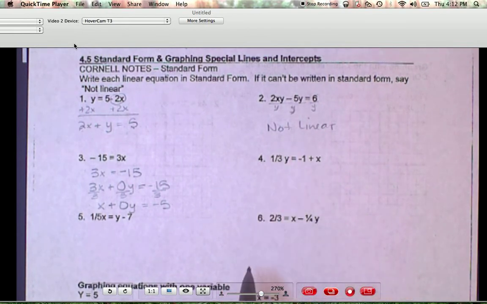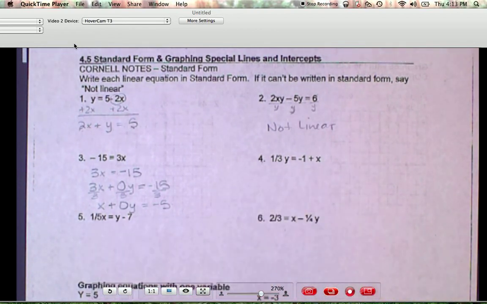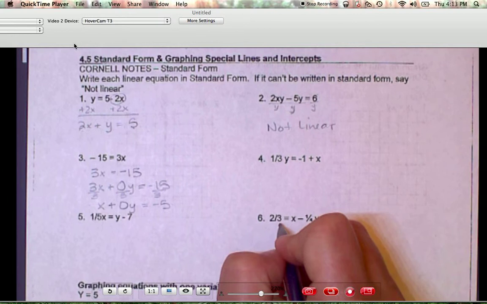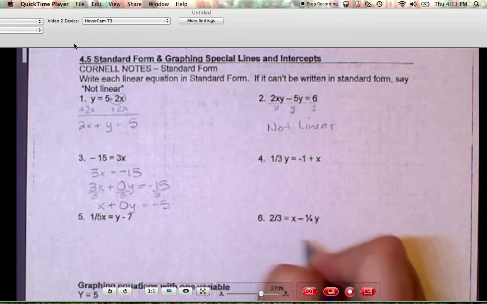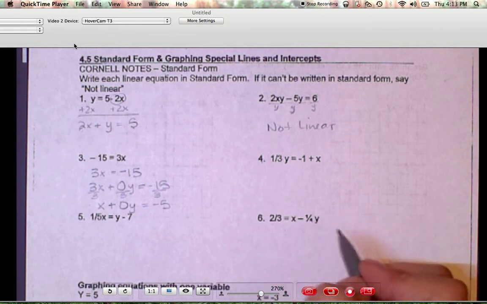We'll do one more together, and then I'll have you do 5 and 6. Actually, let's do 6 together, and then you can try 4 and 5 on your own. So 6, you can see we have a fraction, 2/3. I apologize for that. If you want to rewrite it 2/3, that's fine. But we have a denominator of 3, and we also have a denominator of 4. So we have talked about what to do with those fractions.